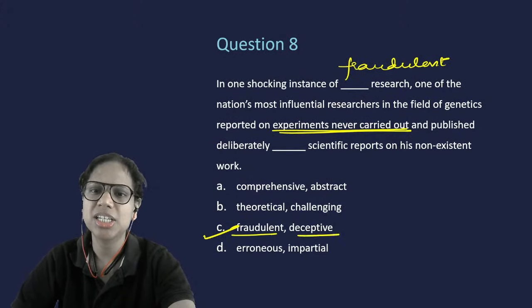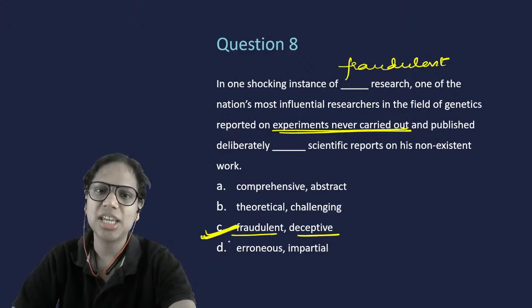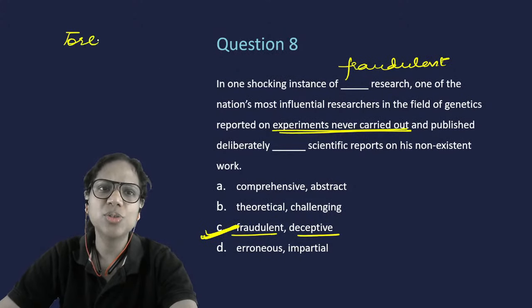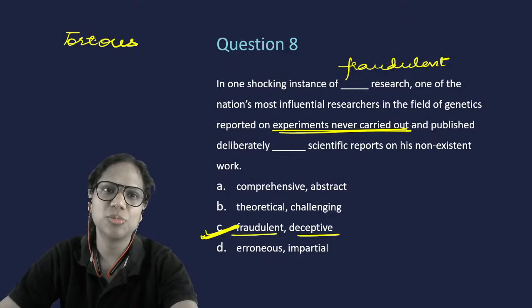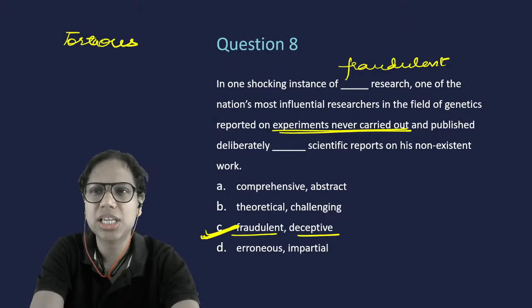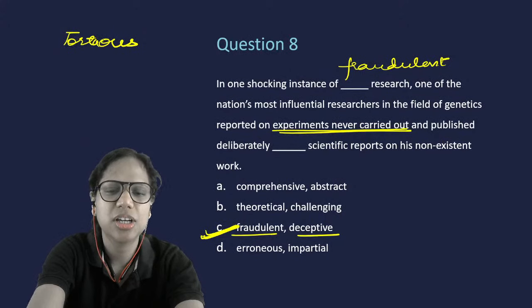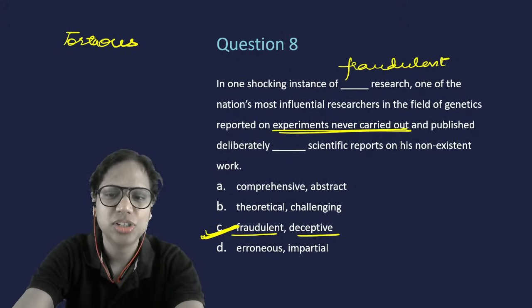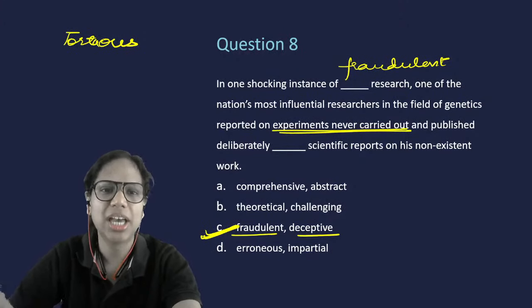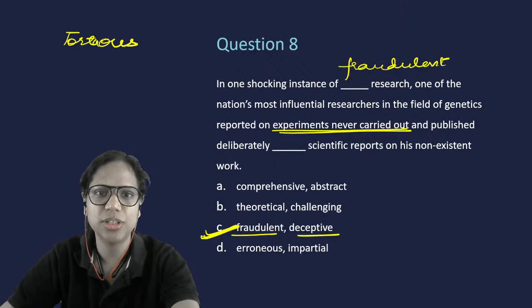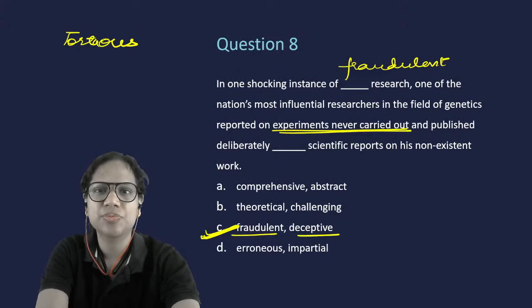So, fraudulent, deceptive. Right? What is the meaning of this word tortuous? I hope I've spelled it correctly. Tortuous. I think there's an extra U there. Tortuous has a U here too. So I've added that U here. What does this mean?